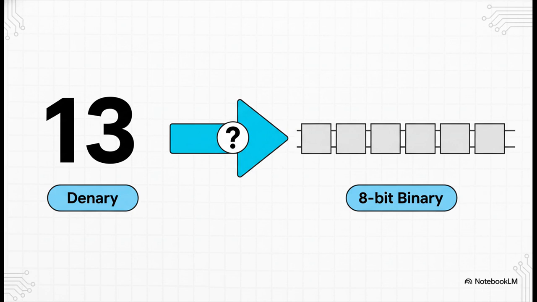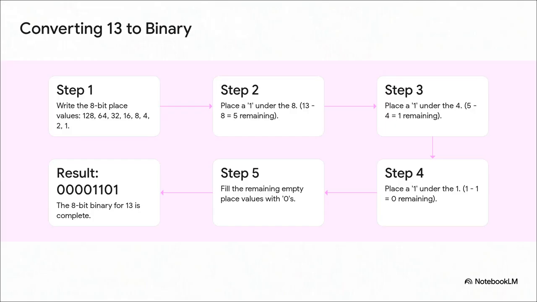And here we go. This is a classic exam question, a real favorite. We need to turn our normal number, 13, into an 8-bit, that's 1 byte, binary number. Let's just walk through it together, step by step. Okay, the best part about this is how logical it is. Seriously, first, you just lay out your 8-bit place values.